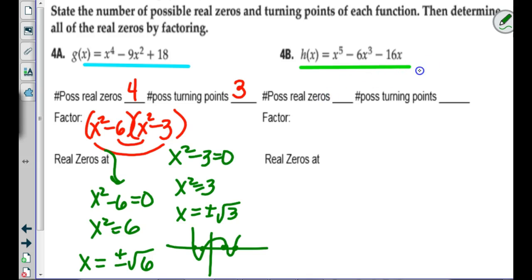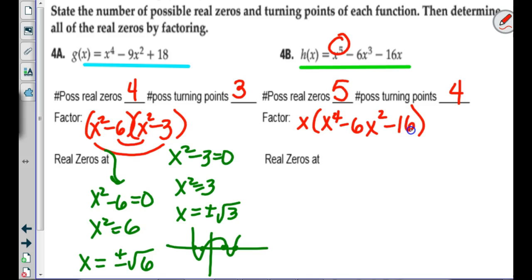All right, over here, degree 5, so the possible number of zeros is 5. Possible turning points is 4. There you go. All right, how are we going to factor this? Okay, take out an x. Left is an x to the 4th minus 6x squared minus 16.